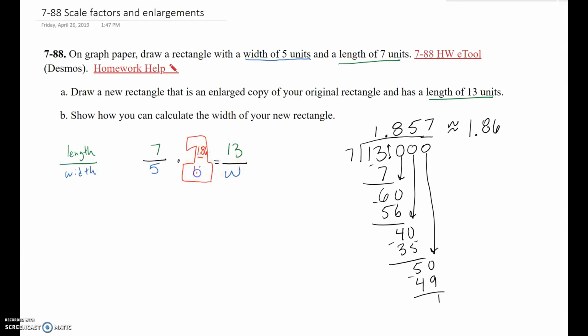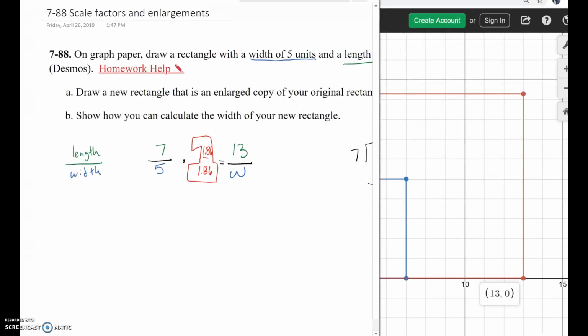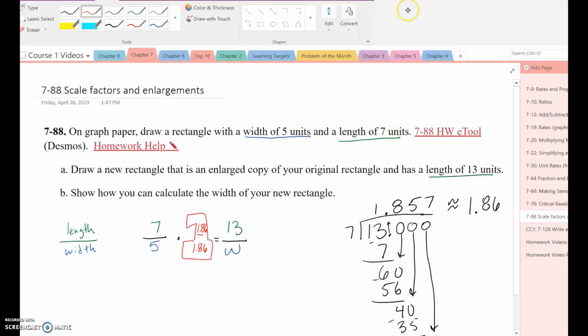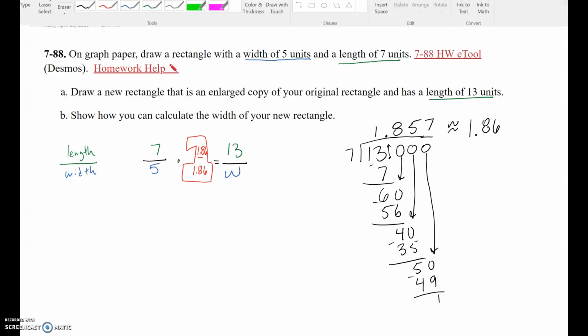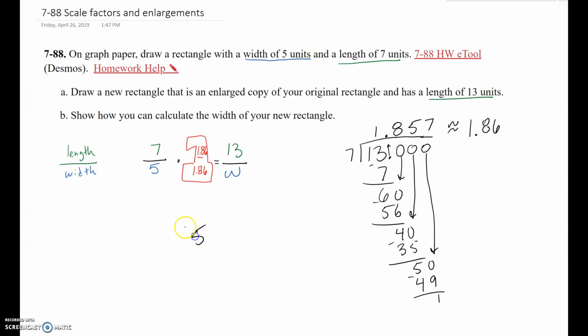So what is 5 times 1 and 86 hundredths? Well, let's do that, and that'll get us the width. Here we go. We've got 5 times 1 and 86 hundredths. You do not need to line up the decimals when multiplying. I multiply like it wasn't even there. So 5 times 6 is 30. 5 times 8 is 40. 40 plus the 3 is 43. And 5 times 1 is 5. 5 plus 4 is 9.